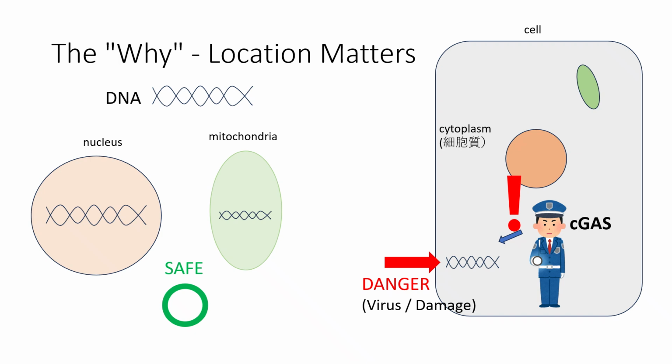The cytoplasm, however, should be free of DNA. If DNA appears in the cytoplasm, it is a danger signal. It means either a virus has invaded or the cell itself is damaged. cGAS is a molecule that patrols the cytoplasm to detect such danger.